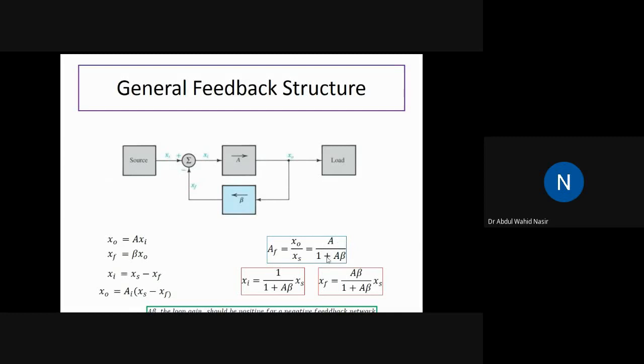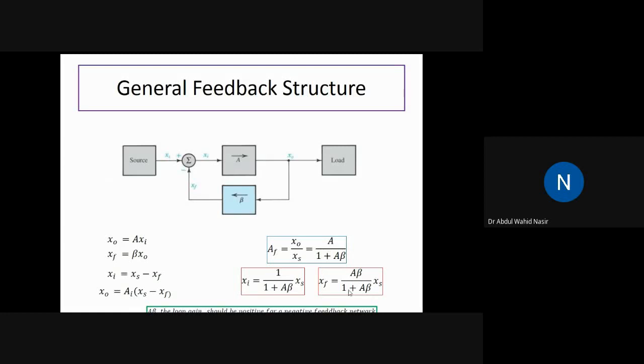So this plus sign we are getting because we are having a negative feedback system. If we have a positive feedback system, then its sign will be minus. But here we are interested in the negative feedback. Also, xi by xs: if you find the relation considering xi as the output and xs as the input, then you will end up with xi by xs is equal to 1 by 1 plus A beta. These you can easily derive. Similarly, if you consider xf as the output and xs as the input, then xf by xs will be A beta divided by 1 plus A beta.